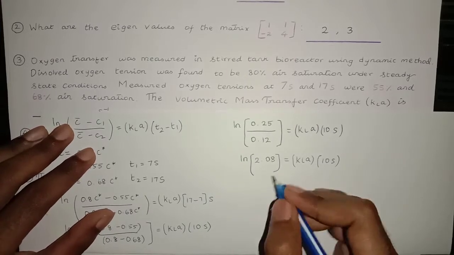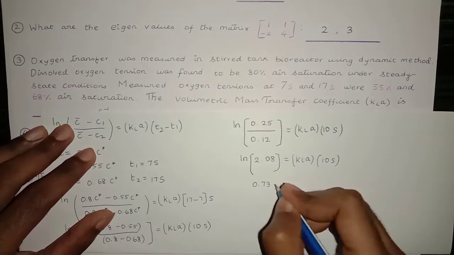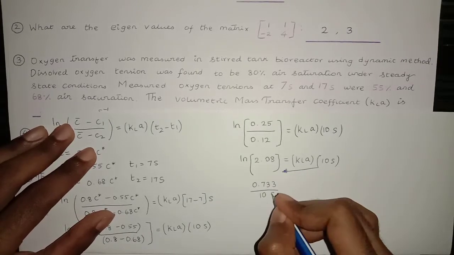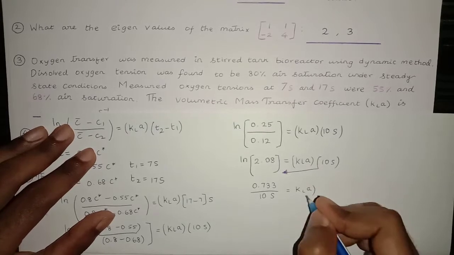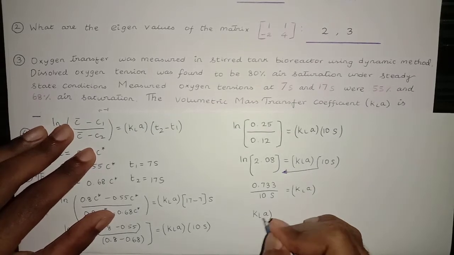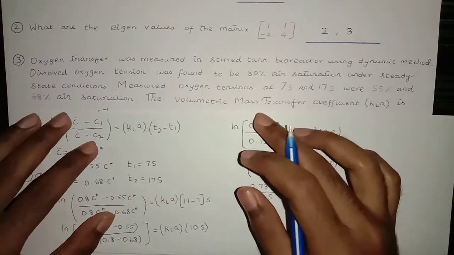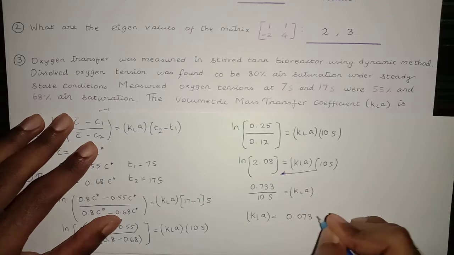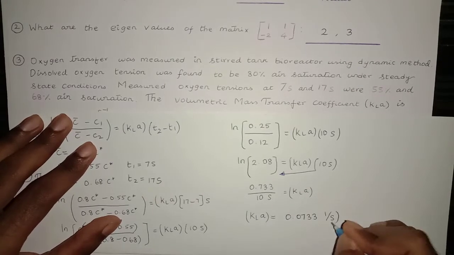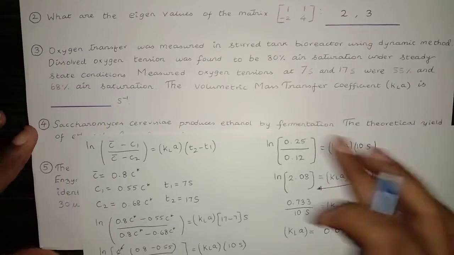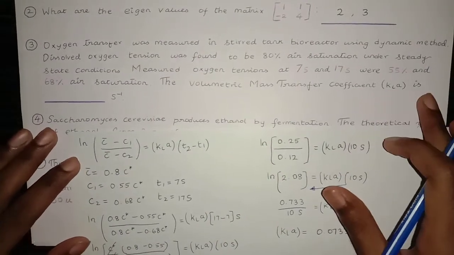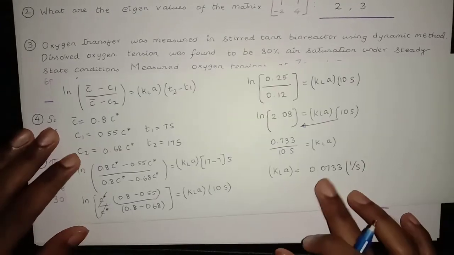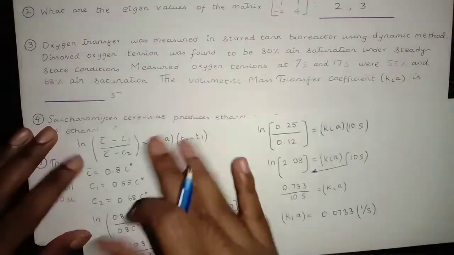Ln of 2.08 is 0.733. Let's bring this term to the denominator. So 10 seconds is equal to KLA. Therefore KLA, or the resistance to mass transfer or the volumetric mass transfer coefficient, is equal to 0.0733 1 over second. Therefore the volumetric mass transfer coefficient KLA in 1/second, that is s raised to the power minus 1, is 0.073.